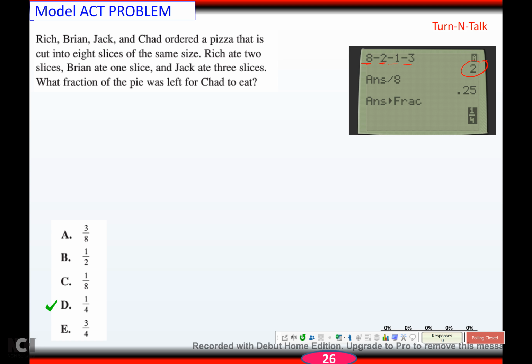There's 2 pieces left. It doesn't say how many pieces are left. It says what fraction of the pie is left. Well, there's 2 out of 8 pieces left. Okay, so 2/8 would be 0.25. They don't give me decimals. Math enter it, and you get 1/4.